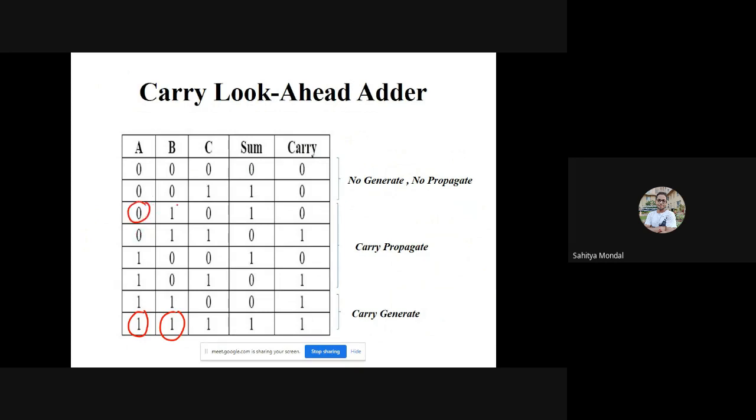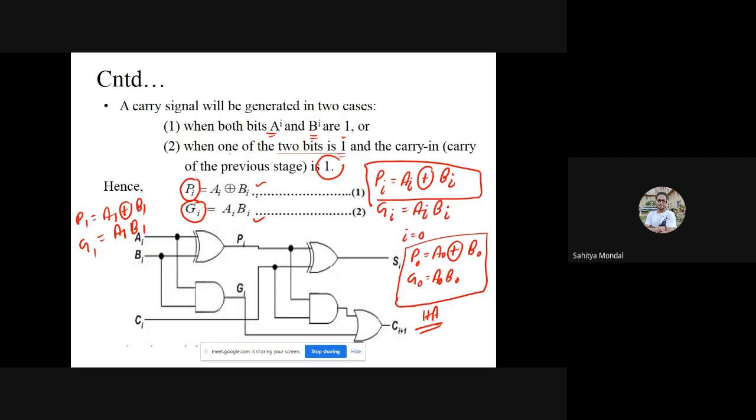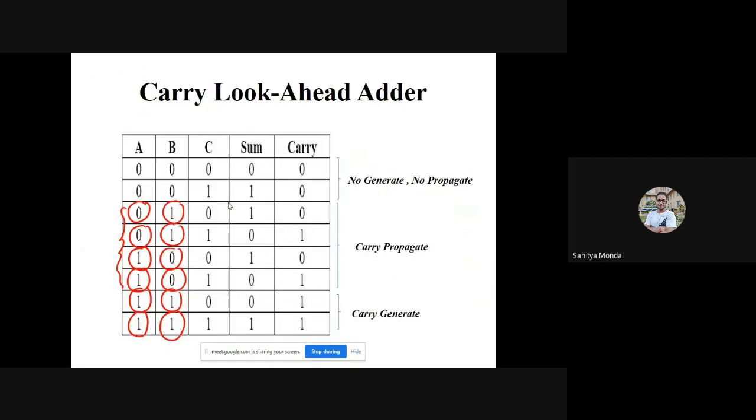So 0 1 0 1 0 1 0 1 0. So how many cases have we got? We have got a total of 6 cases. One where one bit is 0 and the other bit is 1, and the last one is where both bits are 1. So in that case, what should we do? We will propagate by XORing A and B and generate by using Ai and Bi. Okay, understood everybody? Yes, sir.